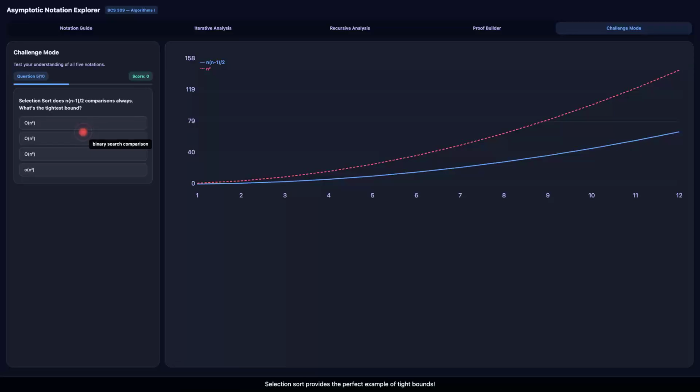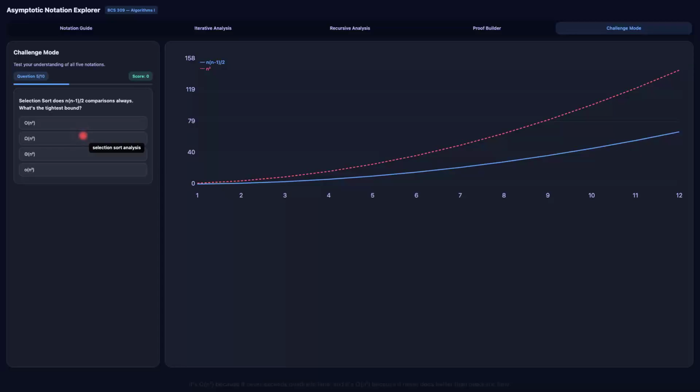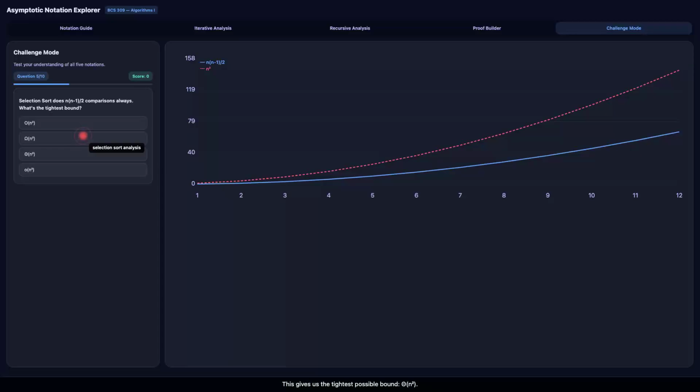Selection sort provides the perfect example of tight bounds. Since it always performs exactly n(n-1)/2 comparisons regardless of input, it satisfies both the upper and lower bound requirements for theta notation. It's O(n²) because it never exceeds quadratic time, and it's Ω(n²) because it never does better than quadratic time. This gives us the tightest possible bound, Θ(n²). This consistency across all inputs is what makes selection sort's analysis so clean and predictable.